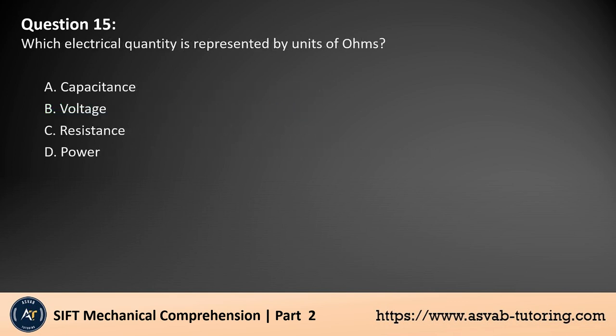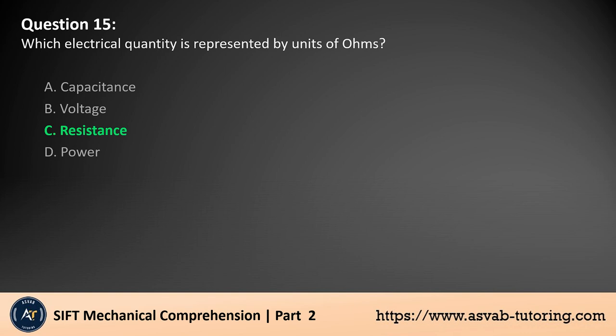Question 15. Which electrical quantity is represented by units of ohms? A. Capacitance. B. Voltage. C. Resistance. D. Power. The answer is C.